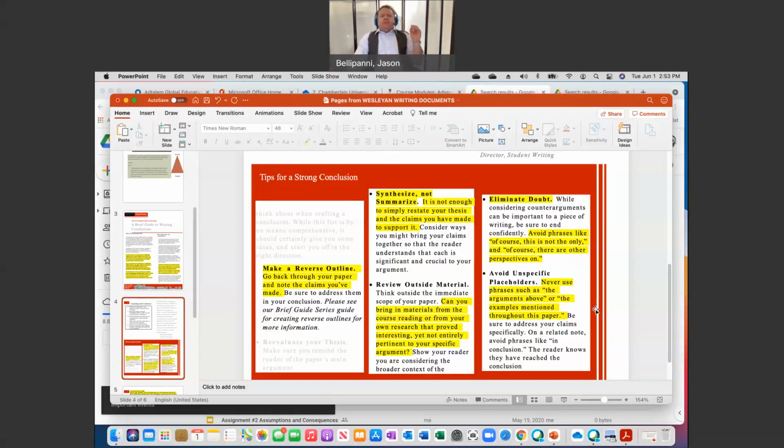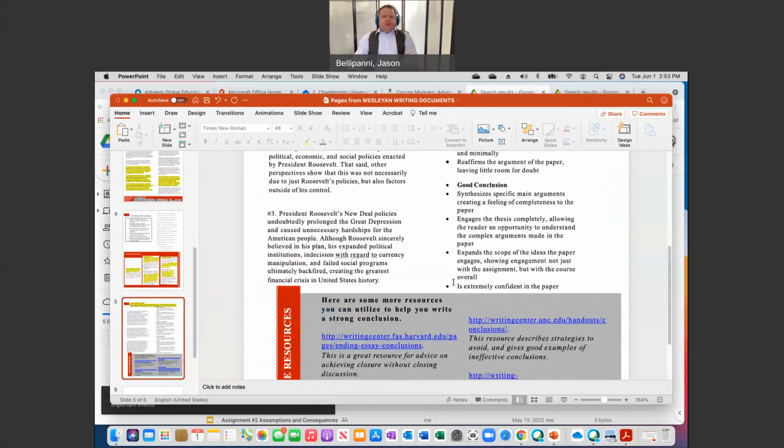And then you never really want to refer, they call them unspecific placeholders. Like you don't want to refer to the actual essay, right? The arguments above, this essay has tried to show, or the examples mentioned throughout. You never want to refer to the actual essay itself, or the examples, or the evidence, right? You're presenting them, they're standing on their own, is the idea behind it.